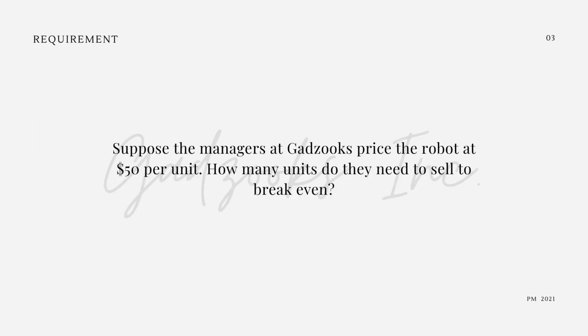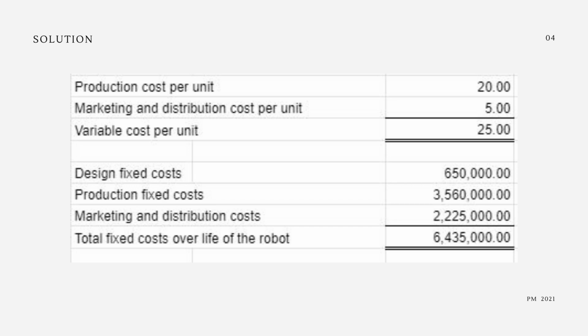For the requirements, the first one states, suppose the managers at Gadzooks price the robot at $50 per unit. How many units do they need to sell to break even? So first, we have to compute the total variable cost per unit. And as shown on our table a while ago, production cost per unit is $20 and $5 for marketing and distribution cost. By adding the two, we will come up with the $25 variable cost per unit.